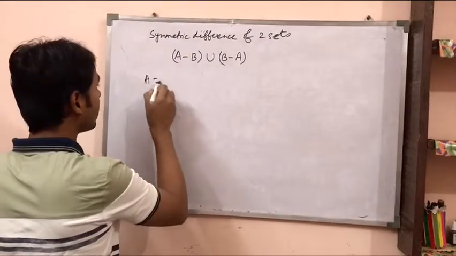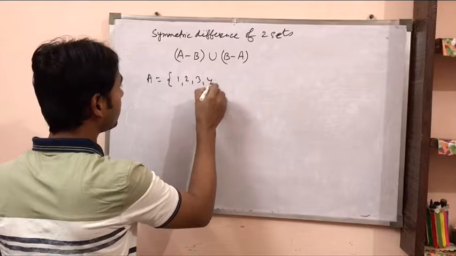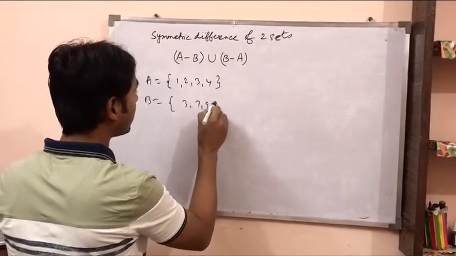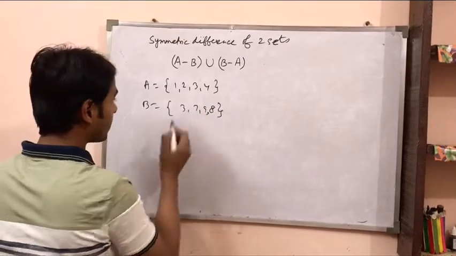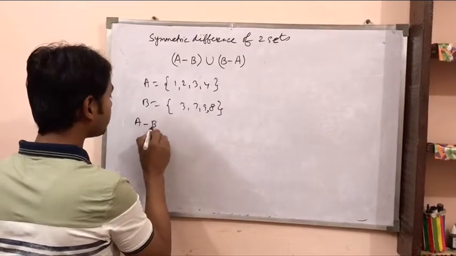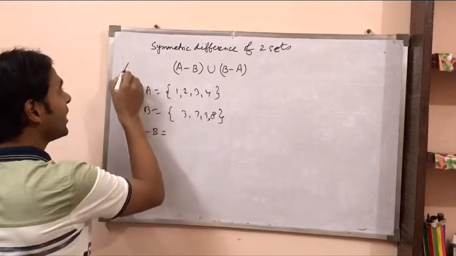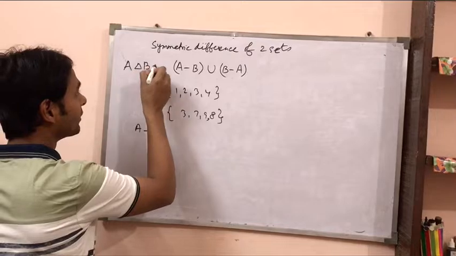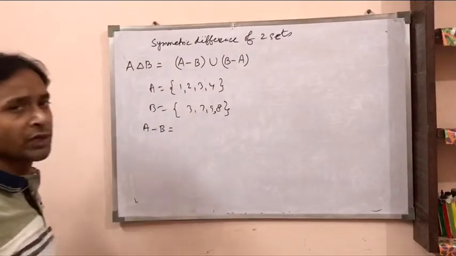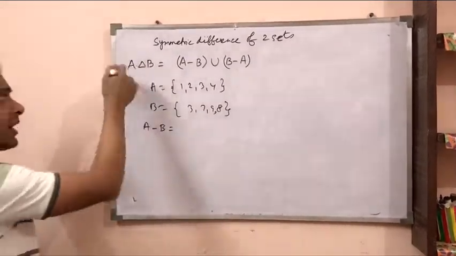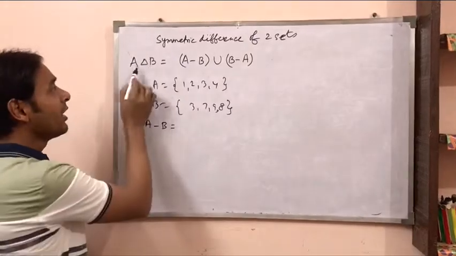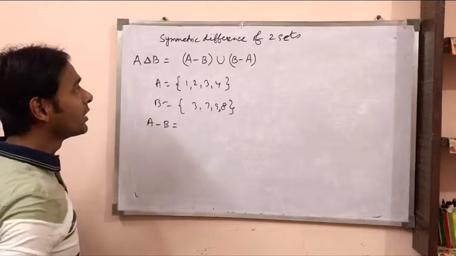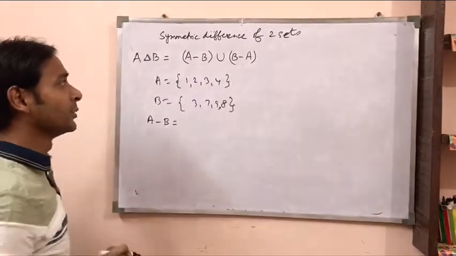Suppose I am taking set A equals to 1, 2, 3, 4. I am taking set B equals to 3, 7, 9, 8. इसको वैसे represent कर देते हैं A this type, एक triangle का sign, या फिर इसको delta भी कहते हैं, A delta B ऐसे represent कर देते हैं. कुछ books में represent किया हुआ है ऐसे, कोई standard नहीं है. A delta B या फिर A triangle B, जो भी triangle का sign नहीं बोलते इसको A delta B बोल देते हैं. A delta B equals to A minus B union B minus A.